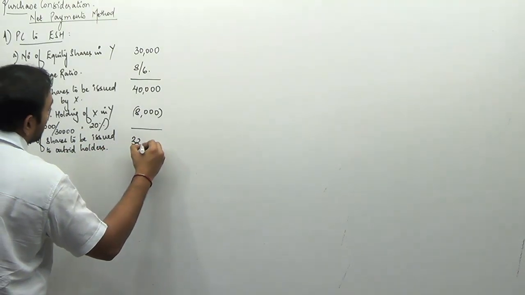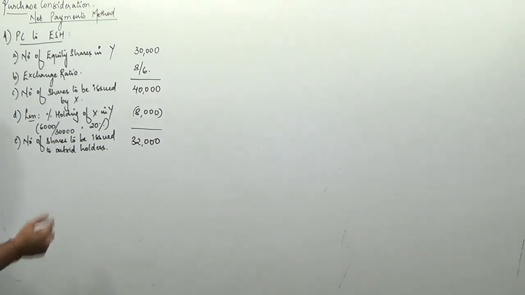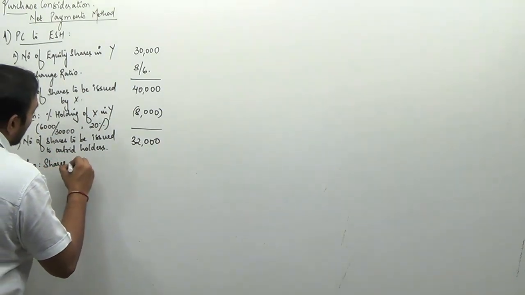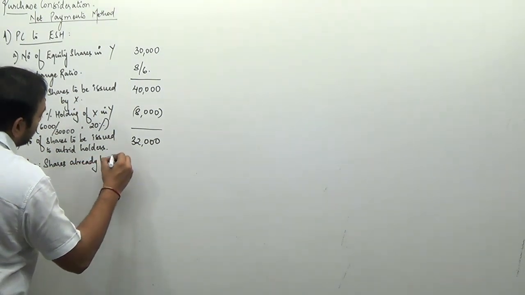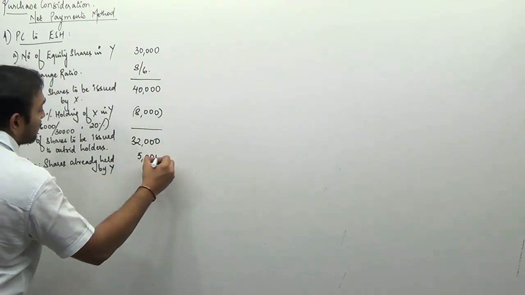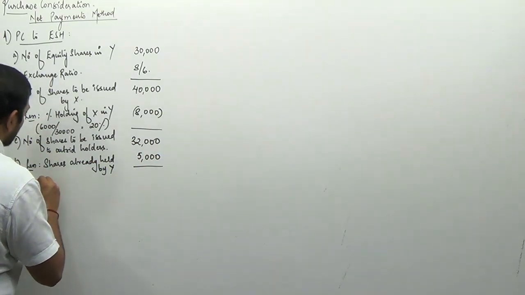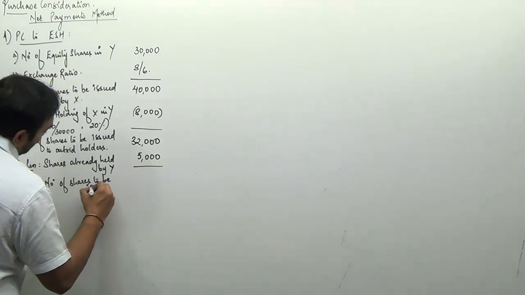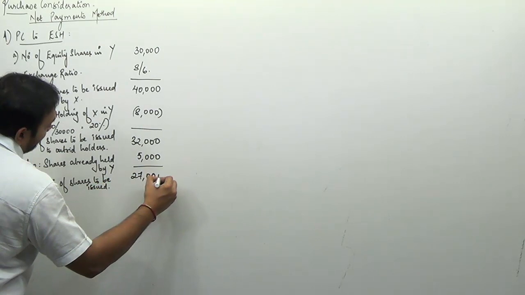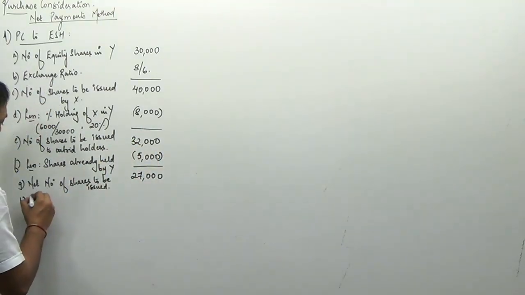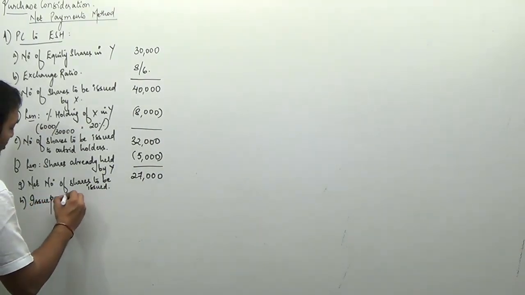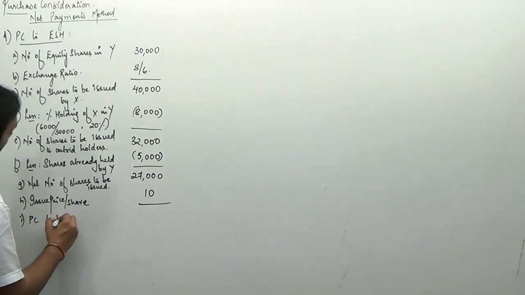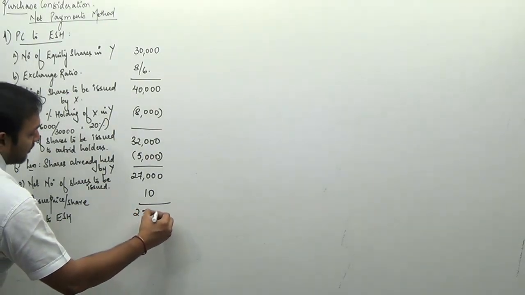Outside holders, 32,000. Why issue 32,000 when Y already has 5,000 shares in X? Less shares already held by Y, 5,000. Net number of shares to be issued. Issue price per share, very clearly, is at par, 10. Now my PC to equity shareholders is 2,70,000.